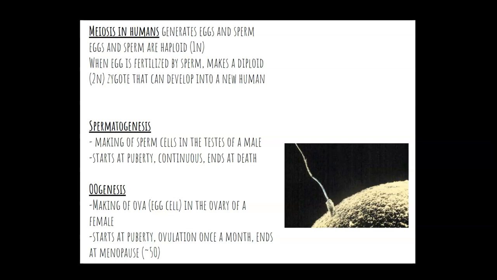There are special names for meiosis in humans. The production of sperm cells is called spermatogenesis, and it happens in the testes of a male. It starts when you enter puberty, it's continuous, and it ends at death.